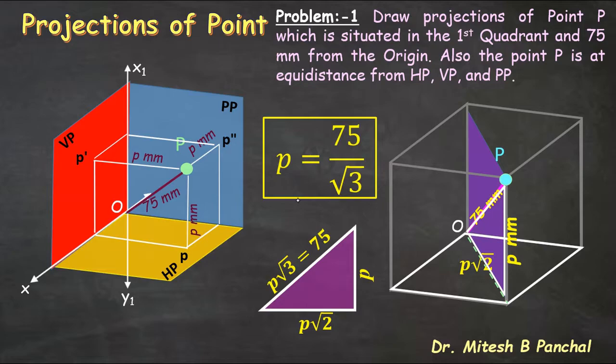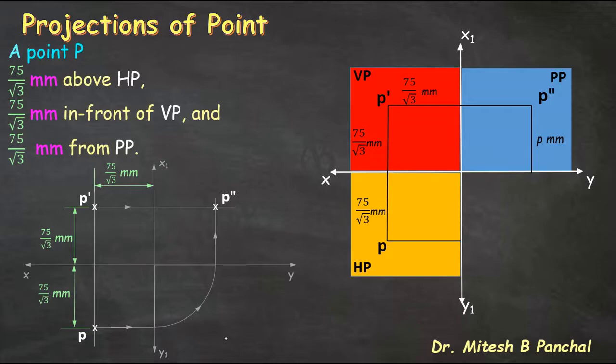Once the P is known, that is the distance of point P from HP, VP and profile plane, now we can easily draw the projections of point P. So here distance of point P from all the three principal planes HP, VP and profile plane is equal to 75 by root 3. So now this way we can have the projections.